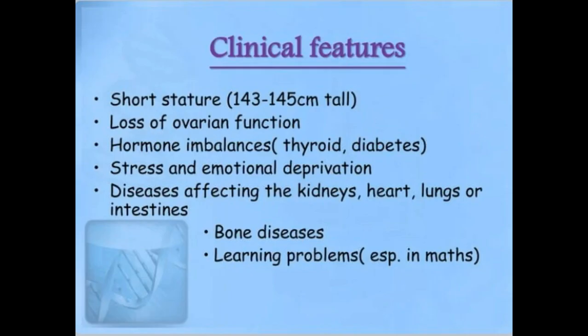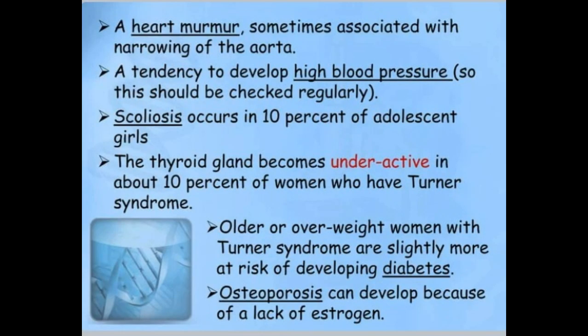Clinical features: short stature, 143 to 145 cm tall, loss of ovarian function, hormone imbalances, thyroid and diabetes, stress and emotional deprivation, diseases affecting the kidneys, heart, lungs or intestine, bone diseases, learning problems, for example in maths. A heart murmur, sometimes associated with a narrowing of the aorta, and a tendency to develop high blood pressure, so this should be checked regularly. Scoliosis occurs in 10% of adults.